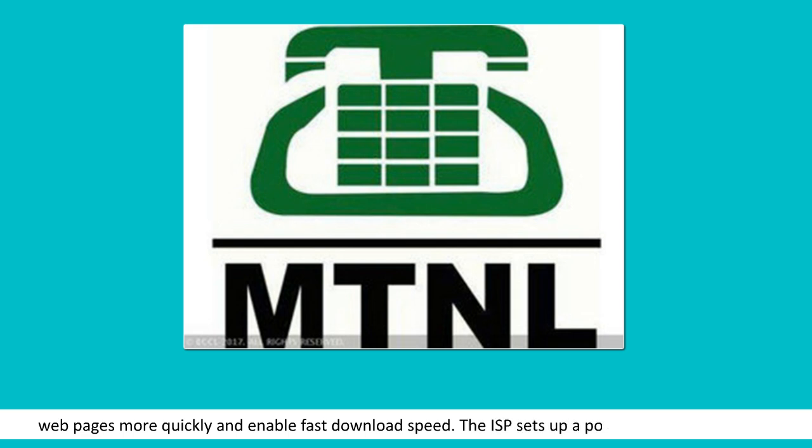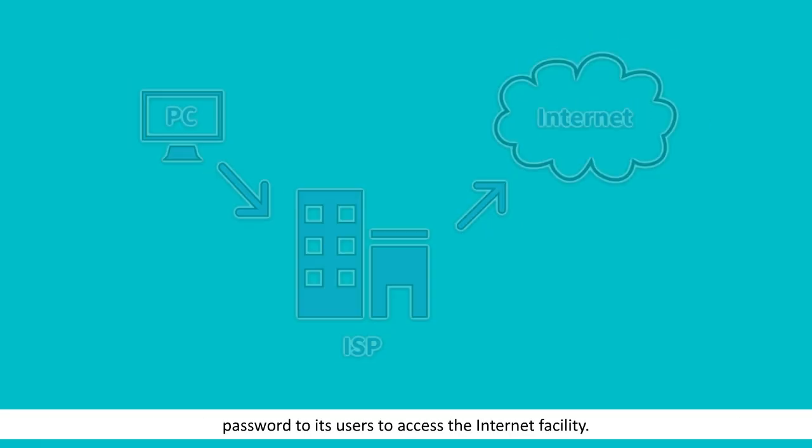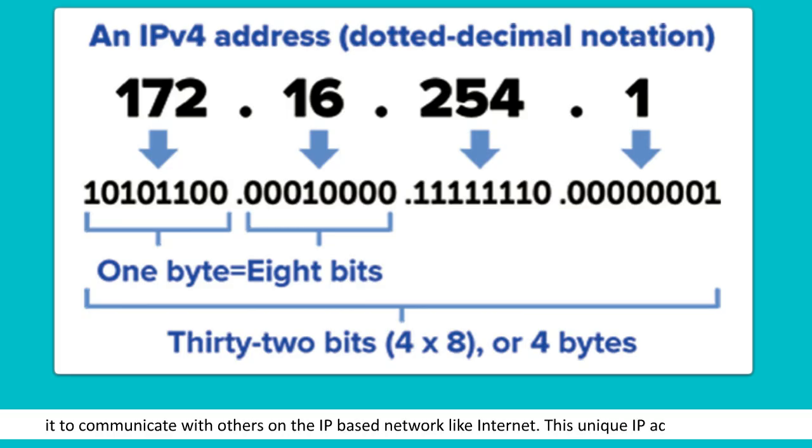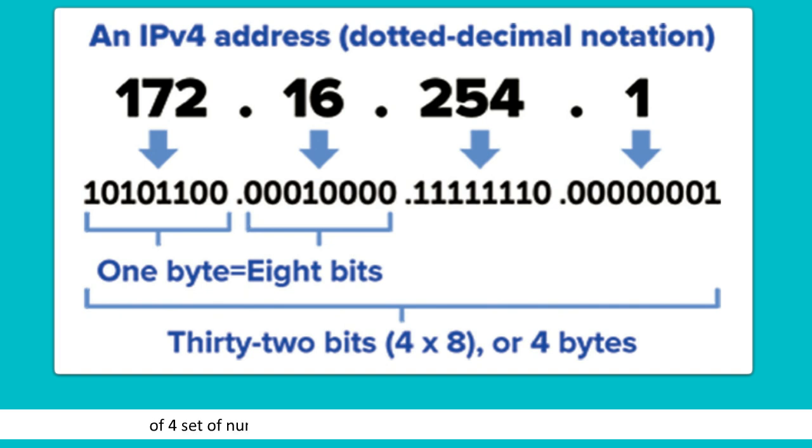The ISP sets up a powerful server computer which is connected to the Internet through some communication gateway and assigns a unique ID and password to its users to access the Internet facility. IP address. An IP address or Internet Protocol address is an identifying number of a network device which allows it to communicate with others on the IP-based network like Internet. This unique IP address consists of 4 sets of numbers from 0 to 255, which are separated with 3 dots.